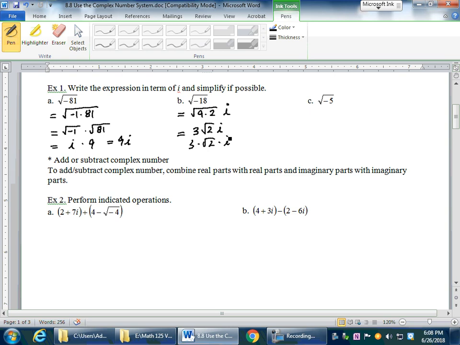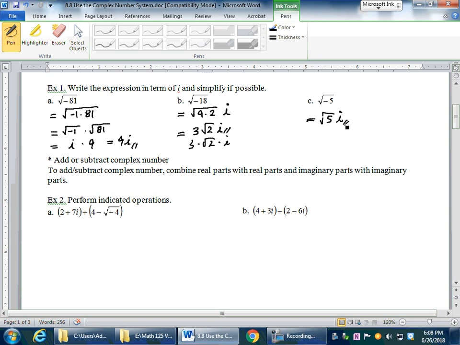This is how you have to see it. For example C, since I cannot simplify 5, the only way I can rewrite it is square root of 5 i, using imaginary notation. And that would be my final answer.